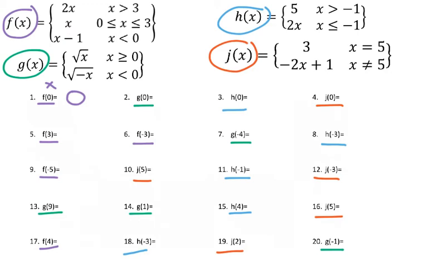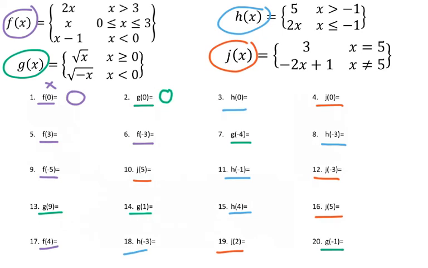So let's look at number 2. Number 2, I'm doing G of 0. So my X value is 0. Is 0 greater than or equal to 0, or is it less than 0? It's definitely greater than or equal to 0. So I'm going to replace this X with 0. So if you type in the square root of 0 in your calculator, you're going to get 0. Your answer is 0.